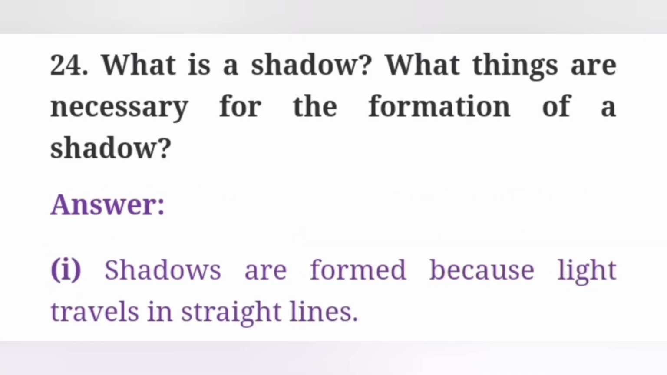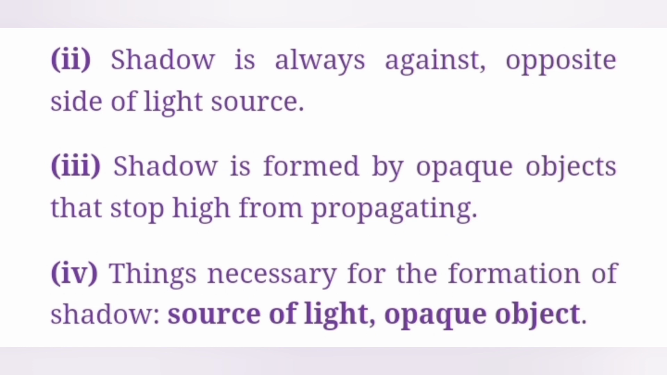24th one. What is a shadow? What things are necessary for the formation of a shadow? Answer. First one. Shadows are formed because light travels in straight lines. Second point. Shadow is always on the opposite side of the light source. Third point. Shadow is formed by opaque objects that stop light from propagating. Then fourth point. Things necessary for the formation of shadow: source of light, opaque object.